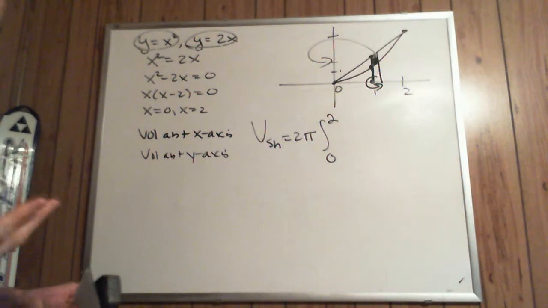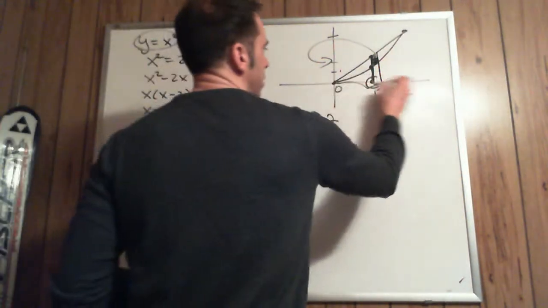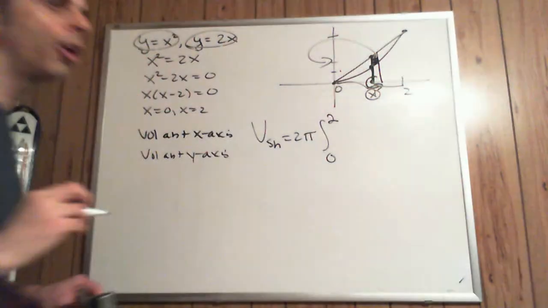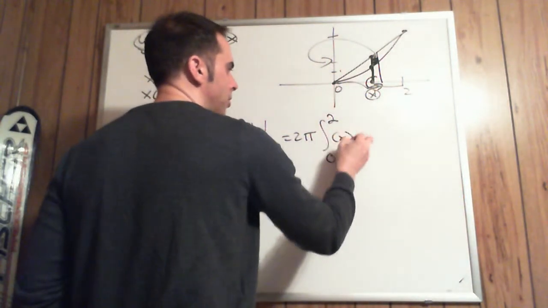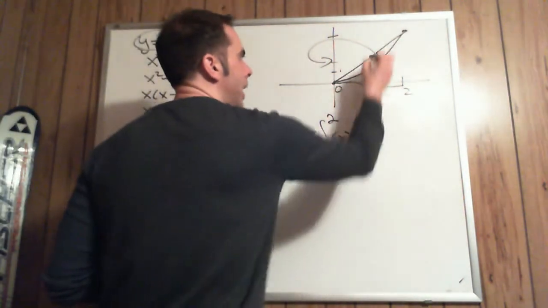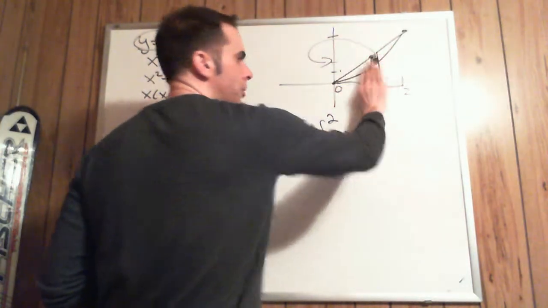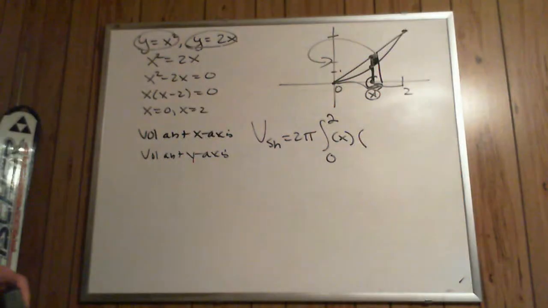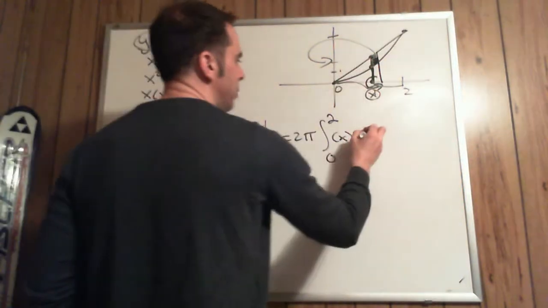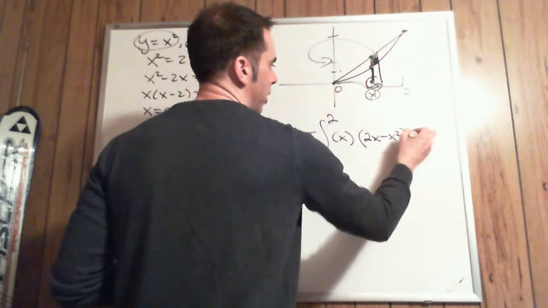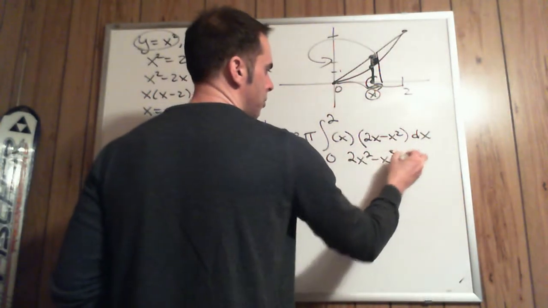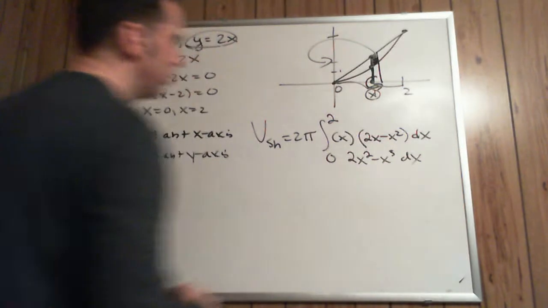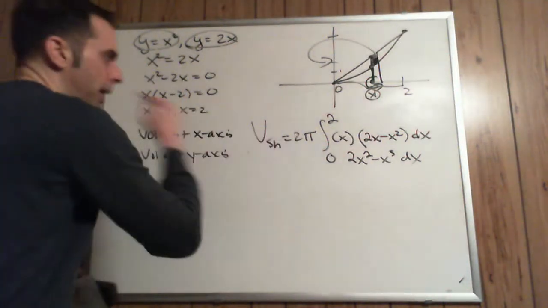Volume by shell is two things. The distance to the axis of rotation. So any x in this interval, how far are you away from 0? Well, it would be right minus left. X minus 0 is just x. Times the height of this rectangle. There is no clear piece in the volume by shell. So the height of that rectangle would be 2x minus x squared, close it, dx. Distribute 2x squared minus x cubed dx, and then take the antiderivative from there. Don't forget the 2 pi.